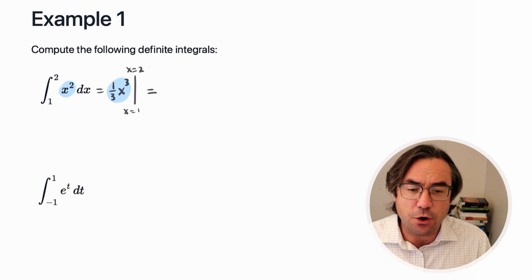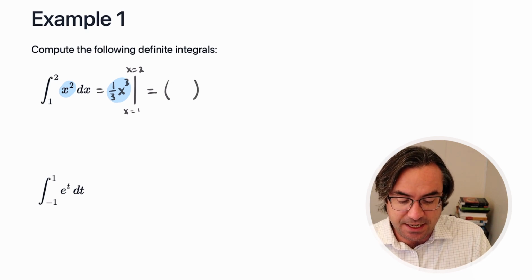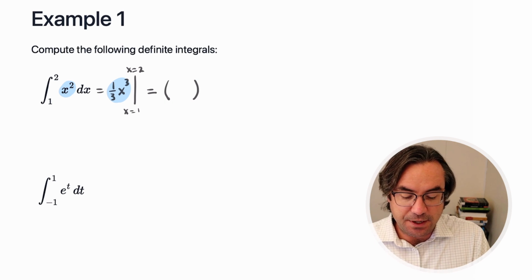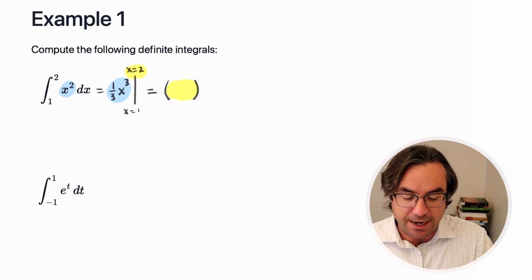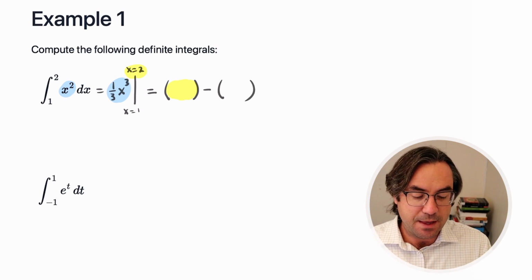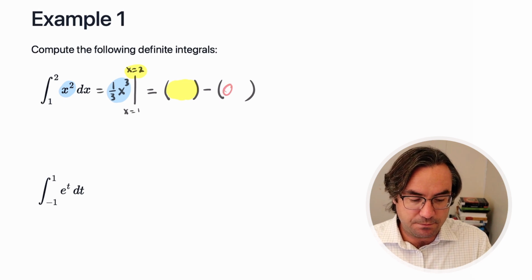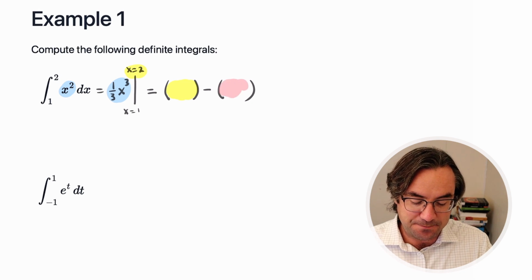Then the next step is to actually do the evaluation. So when you go to do the evaluation, it helps to get some parentheses set up. And this will be for what we get when we plug the top number in. And then we're going to subtract and get another set of parentheses going. And this will be what we get when we plug in our lower bound.